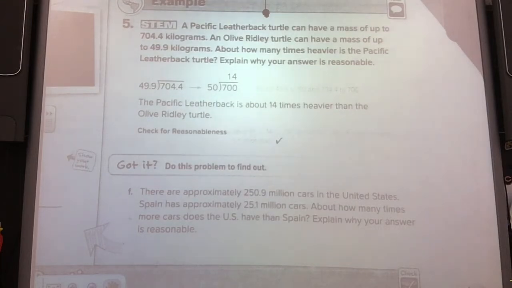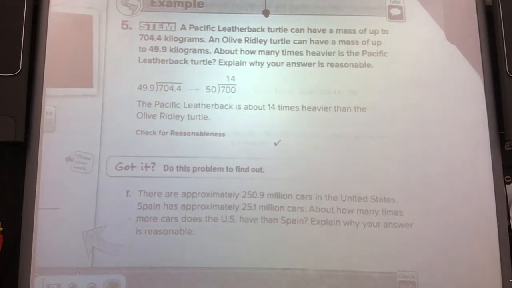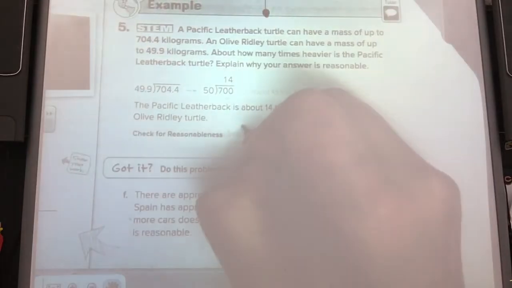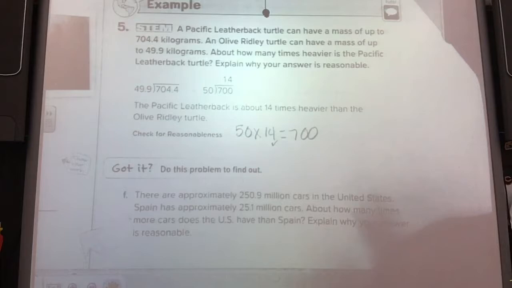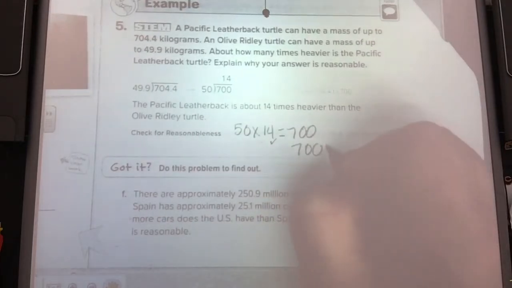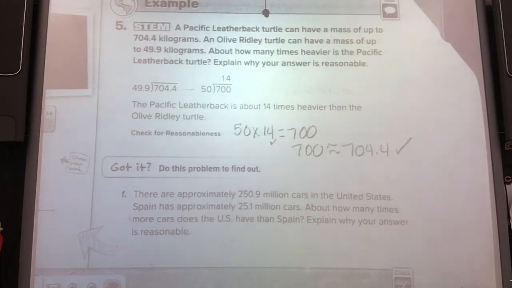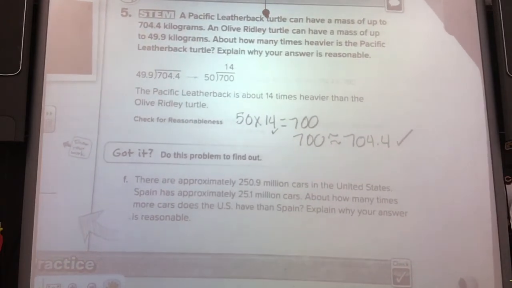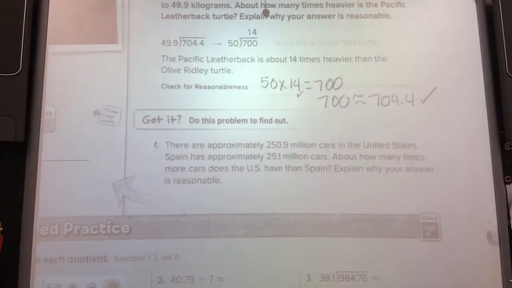And if you check for reasonableness, if you did 50 times 14, you would get 700, and 700 is close to 704.4, so it checks off as right. I just rewrote that. I know it's written on your paper already, but it was really hard to see on mine. So I just wanted you to understand how you could check your work.